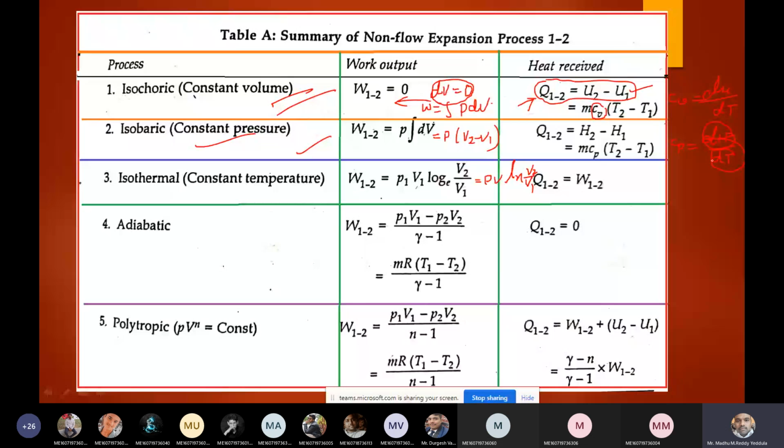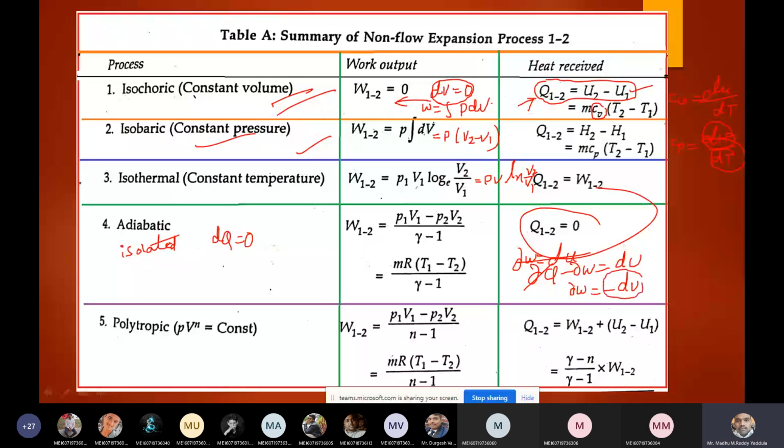Adiabatic process means it is an isolated one, right? There is no heat interaction between the system and surroundings. For the adiabatic process, heat supplied equals zero. So what is the work done? As we know, dou Q minus dou W is equal to dU. In the absence of heat supplied, dou W is equal to minus dU. Means during the adiabatic process, work is done at the expense of internal energy. In order to do the work, internal energy is utilized, so the internal energy decreases. That is the meaning of the minus sign.